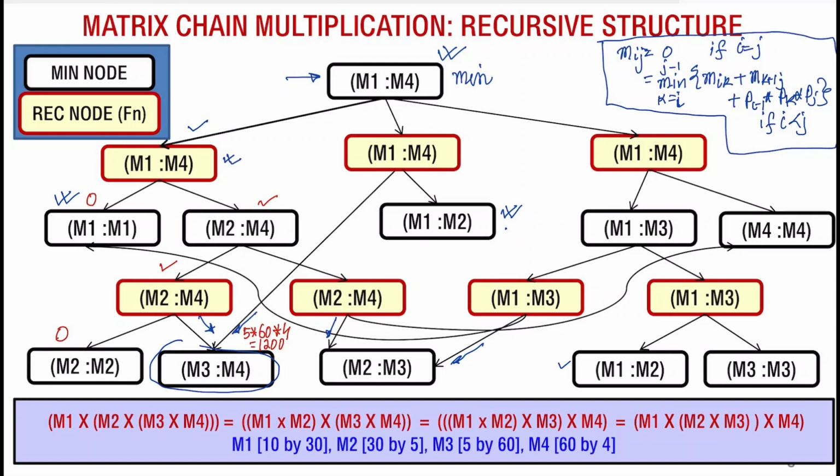This will estimate to 1200 operations. Now once this is done, it will come back and compute the value here. So this value returns 0, this value returns 1200. So the value computed here is 1200 plus the additional as per the recursive equation, p(i-1) pk pj, and that will turn out to be 30 into 5 into 4, which is 1800. So from this side 1800 will go.